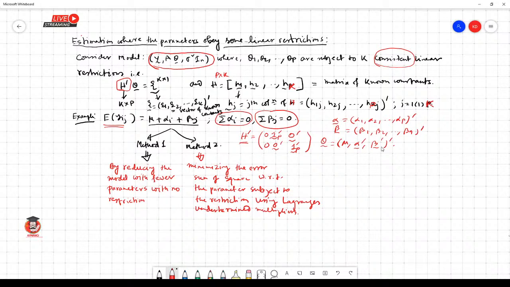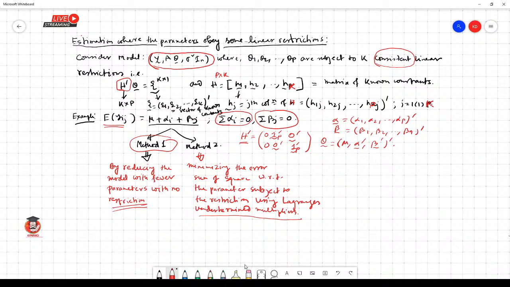So if we consider k consistent linear restrictions, in that case we proceed with either method 1 or method 2. In method 1, we reduce the model with fewer parameters with no restrictions, and in method 2 we minimize the error sum of squares with respect to the parameters subject to the restriction using Lagrange's multipliers, okay? So these are the two approaches.